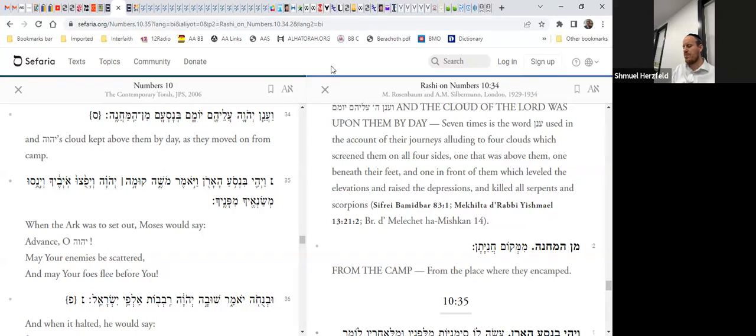"V'echad ufneihem," and there was 1 ahead of them, which would lower that which was high and raise that which was low, in order to make a level road. "V'horeg nechashim v'akravim," and it would kill the snakes and the scorpions. Okay. "Min hamachaneh," from the camp, "mimakom chaniyatan." The cloud of Hashem was over them by day when they encamped.